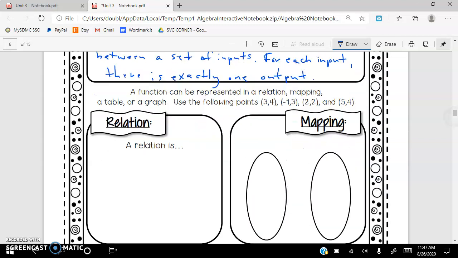All right, so let's go down to some examples. Remember, if I'm moving up too fast, please just pause it or rewind back, okay? So a function can be represented in a relation, mapping, a table, or a graph. So we're going to use these 4 points right here to make it a relation, okay? So a relation is a set of ordered pairs.